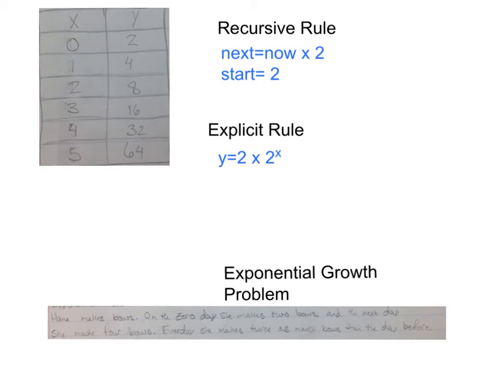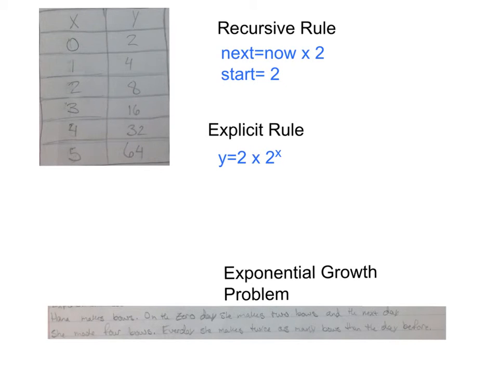This is exponential growth, and the problem is Hannah makes bows. On day 0, she makes 2 bows, and the next day she made 4 bows. Every day she makes twice as many bows as the day before. The recursive rule is next equals now times 2, and the start is 2. The explicit rule is y equals 2 times 2 raised to the x power.